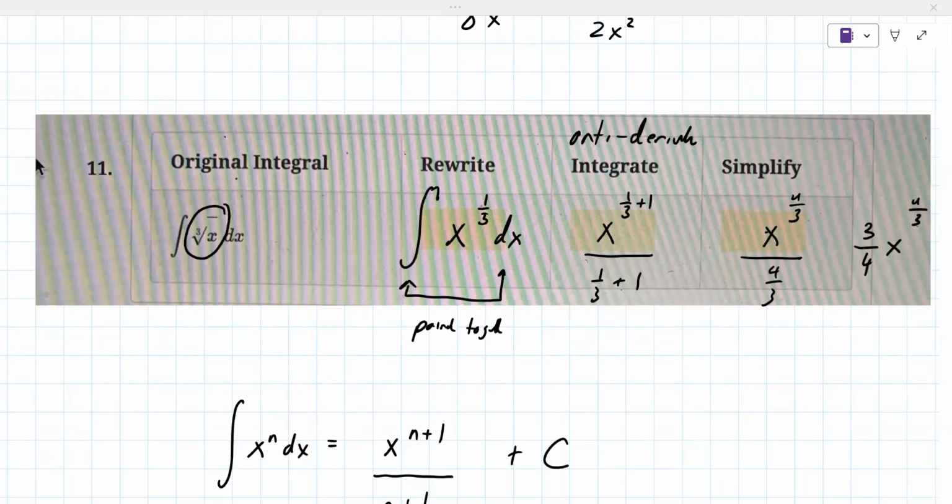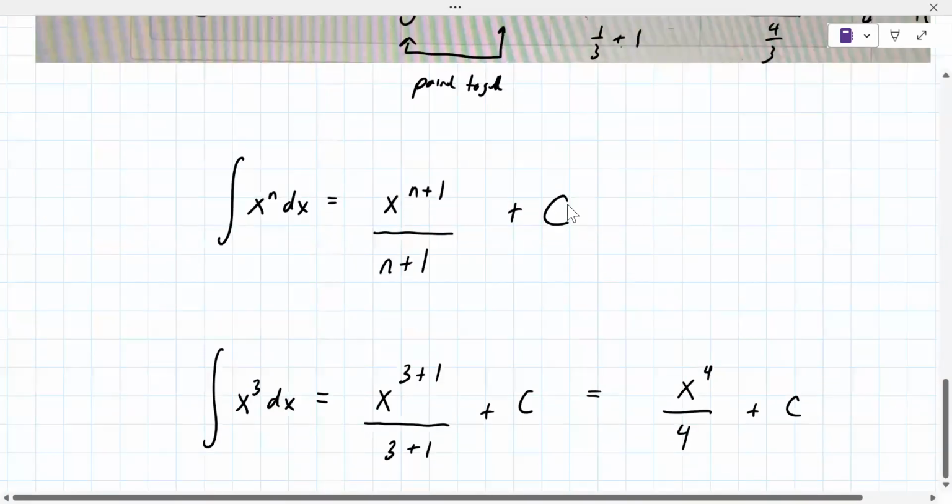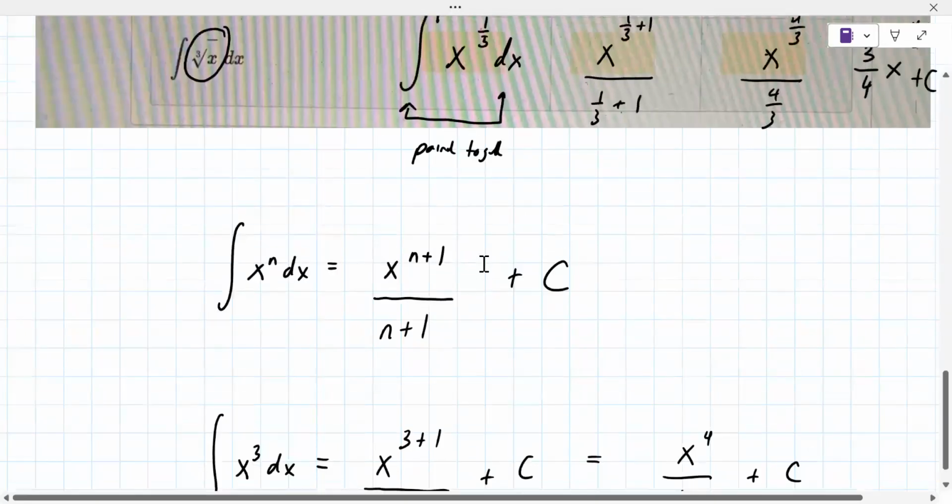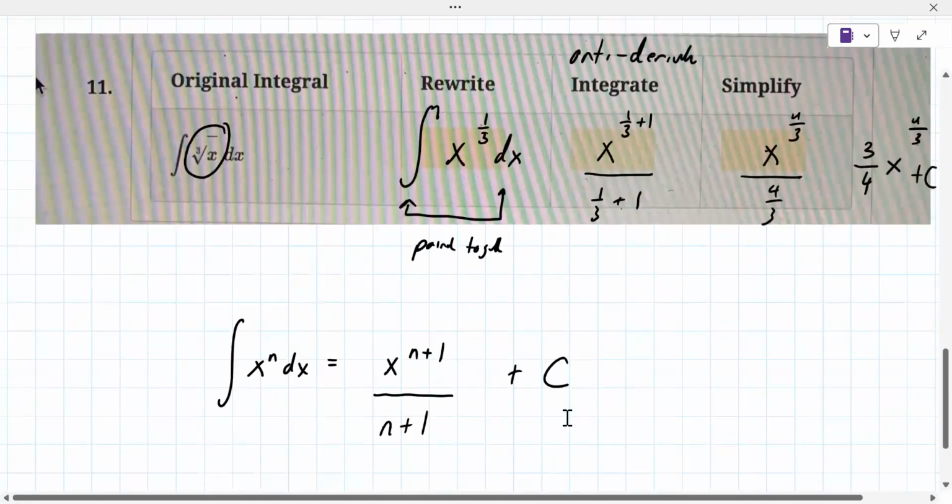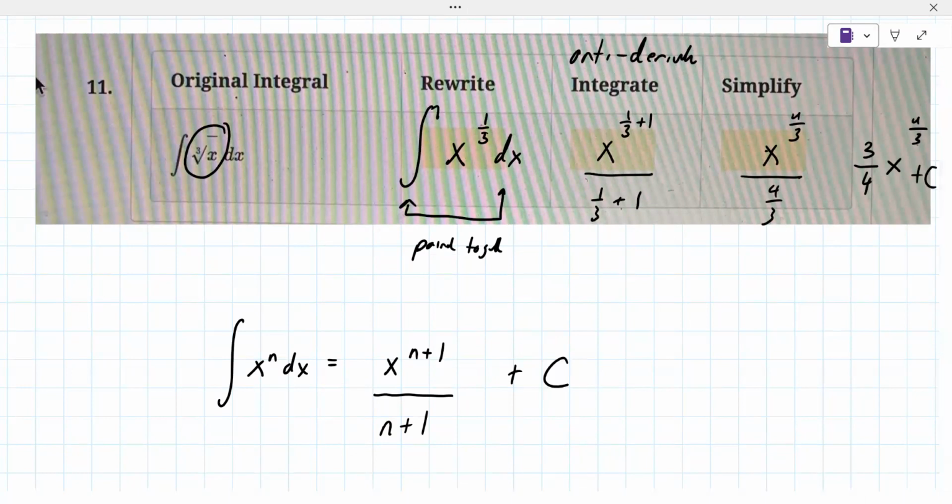Yeah, that makes sense. Plus c. So there's always this constant of integration. You may be wondering, well, why is that there? The reason is kind of what we were doing in the first two examples of this. The derivative of a constant is 0. So you can always add a constant because when you take its derivative, the constant goes away.